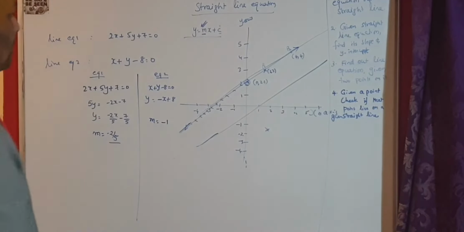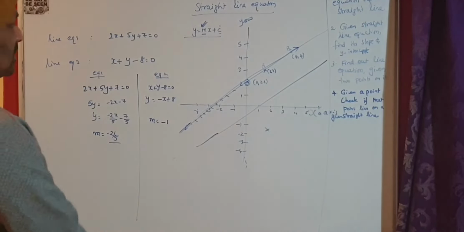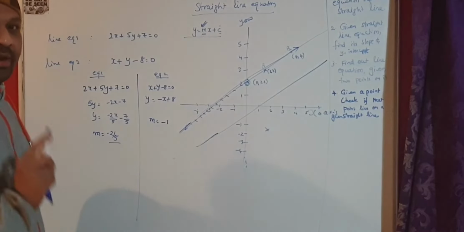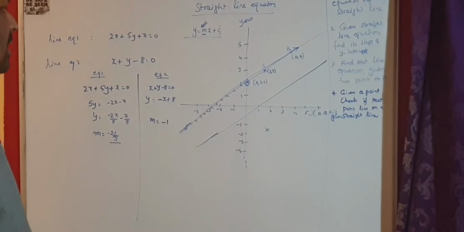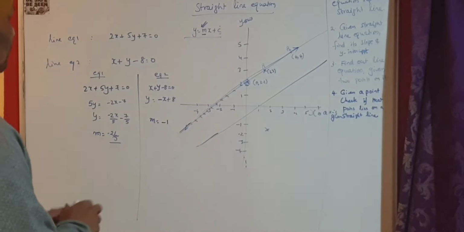If two lines are given and you are asked to find out if they are parallel lines or not, you have to find out the slope. And if the slope is the same for both lines, then we say they are parallel lines. I'm going to give you another example.